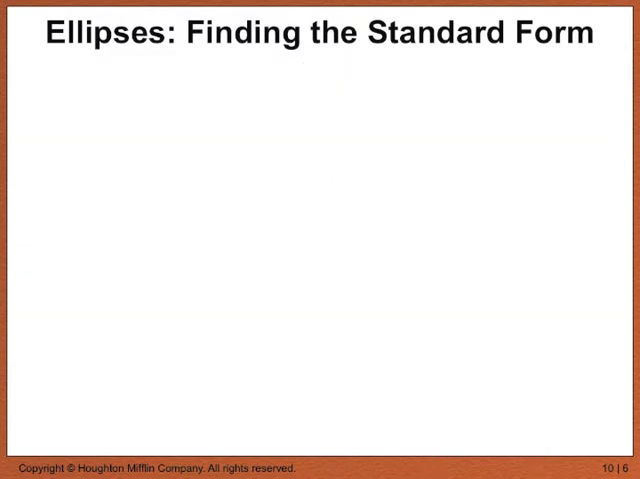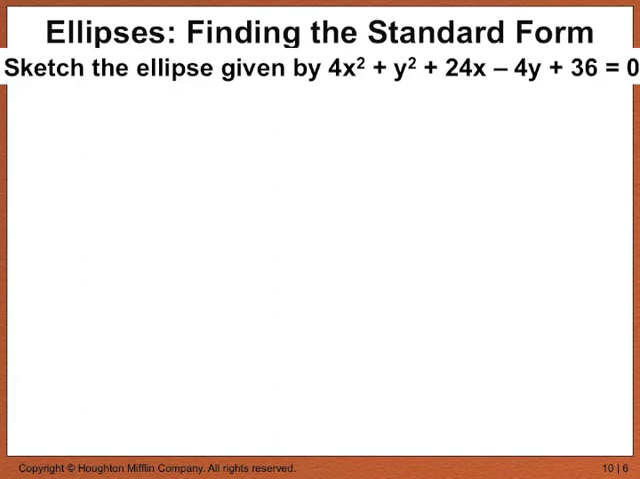Let's look at another example. Sketch the ellipse given by 4x squared plus y squared plus 24x minus 4y plus 36 equals 0. All right, when you're given something like this, where the ellipse is written just as a polynomial, this would be the polynomial form of an ellipse, 4x squared plus y squared plus 24x minus 4y plus 36 equals 0.